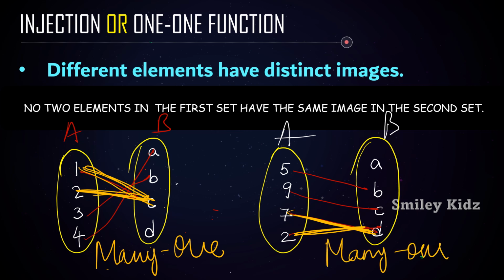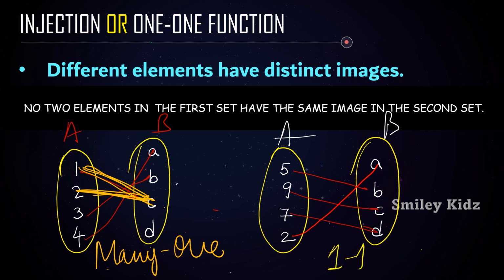Now, let's convert this many-one function into a 1-1 function in this manner. Is this now a 1-1 function? Yes, it is a 1-1 function. That means different elements have distinct images. That's what it means.